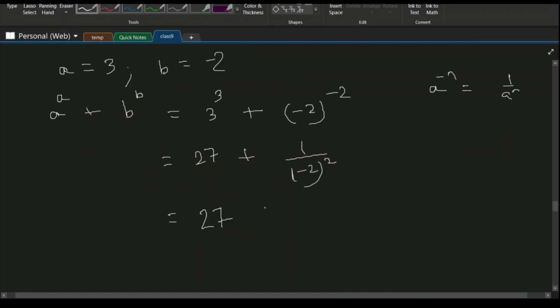Okay, so 27 plus. Now what is the square of -2? Right, minus 2 square. So what is this? This is -2 times -2.